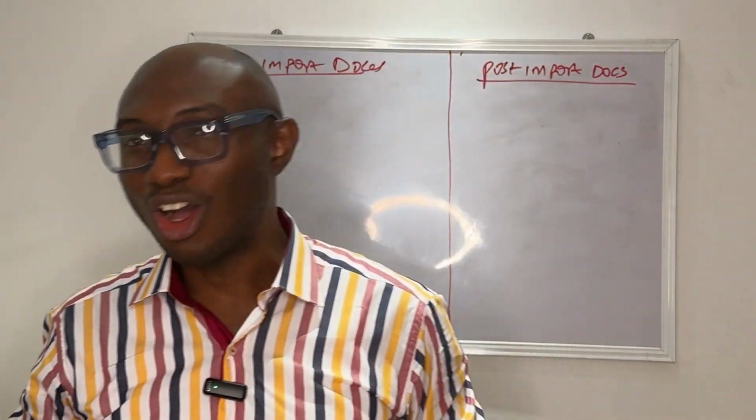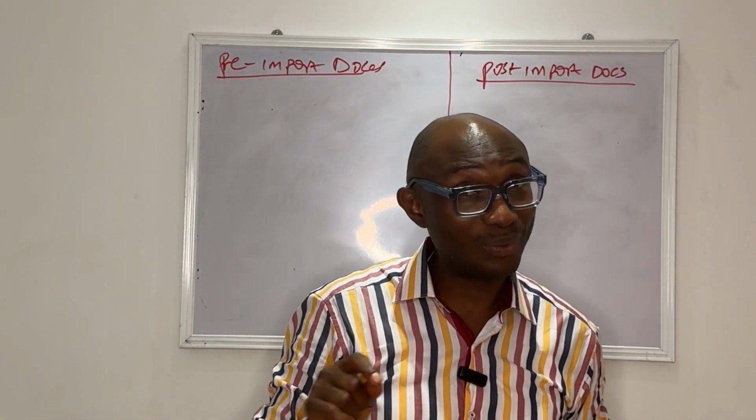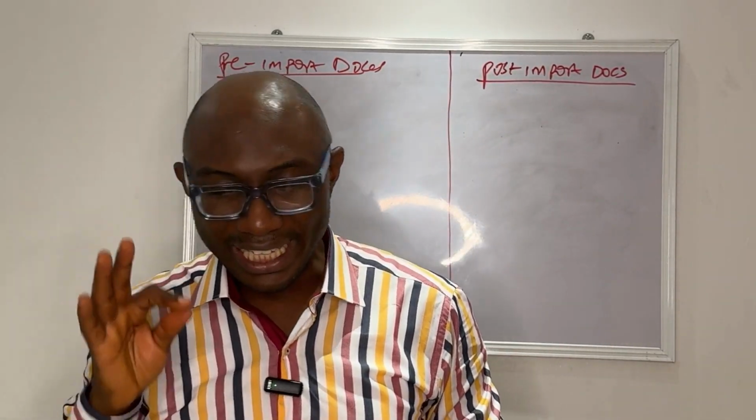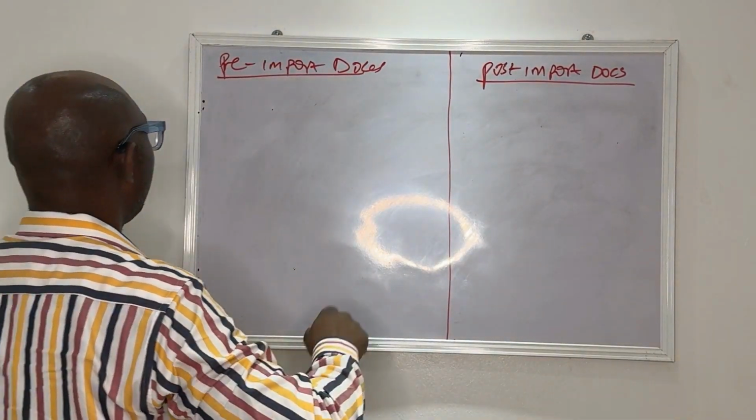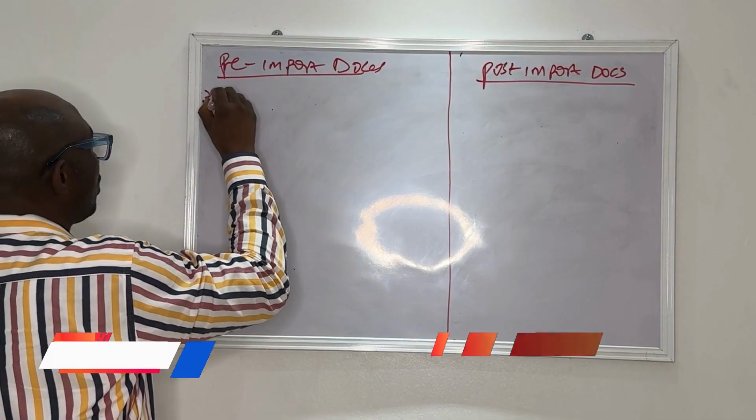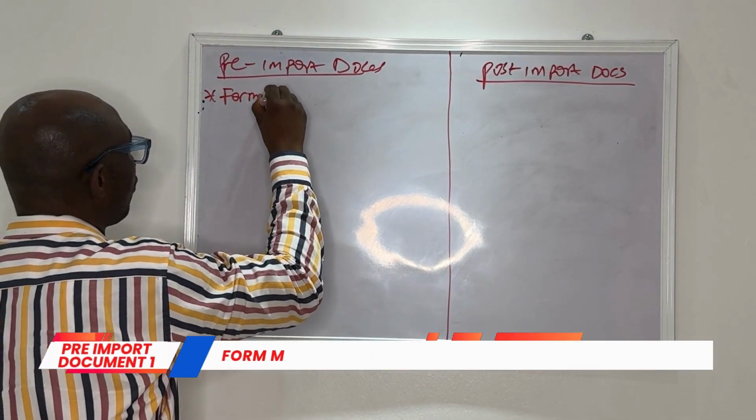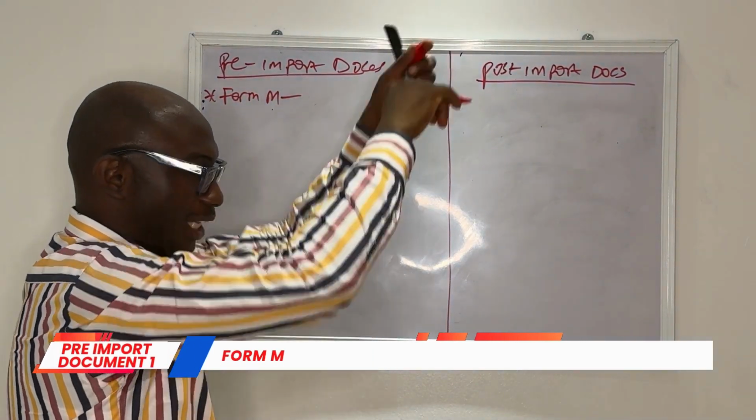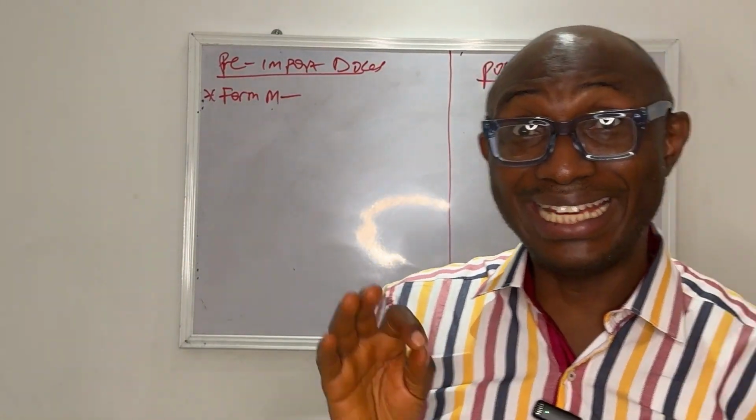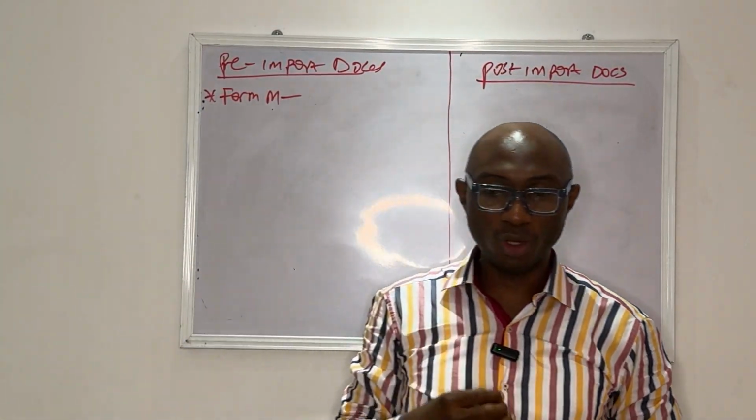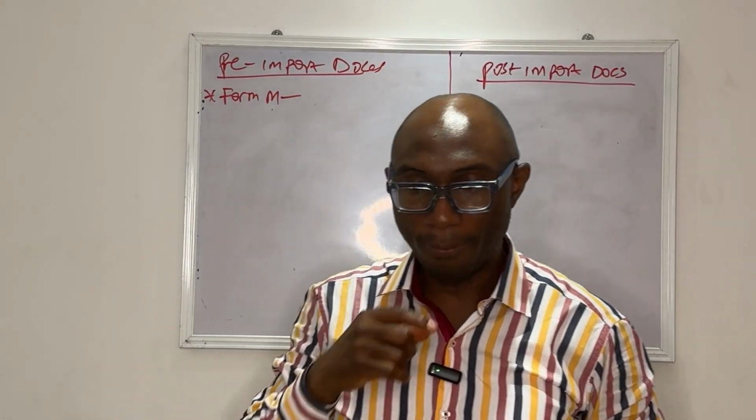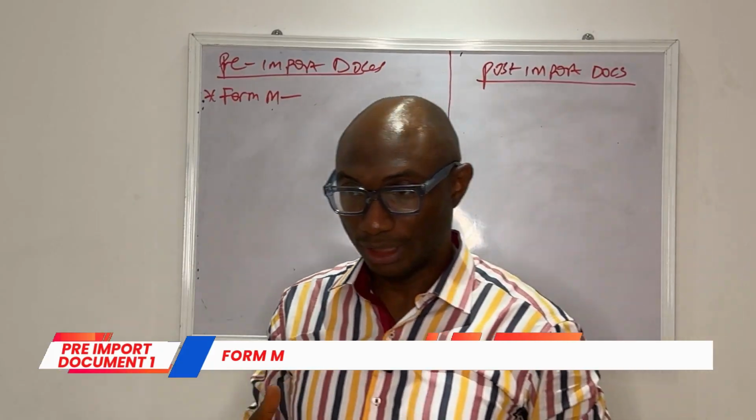Just like we discussed in export, pre-import documents include, number one, Form M. You can call it the application form for import. In export, we call it NXP. In import, we call it Form M. Form M, that's the application form for import.